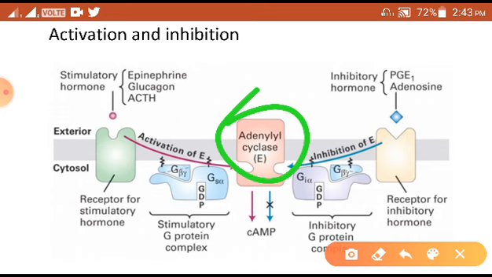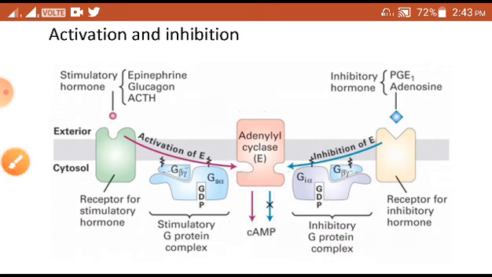That ligand will either activate or inhibit the adenylyl cyclase, and on that basis, if it is inhibited, no further activation will happen, no further process will move on, and if it is activated, the further process will start. So like that, this process gives activation and inhibition, depending on which alpha has been activated, which effector, and what effect is going to be produced on the effector.